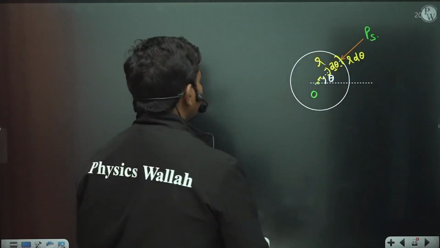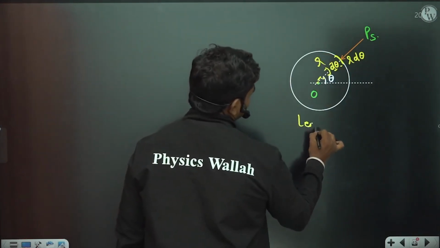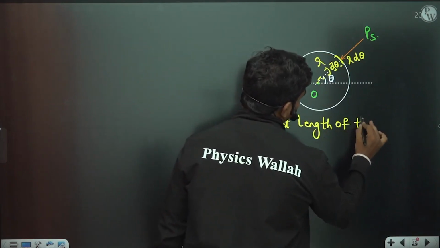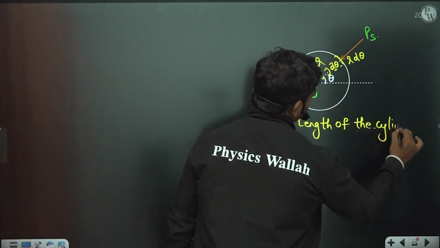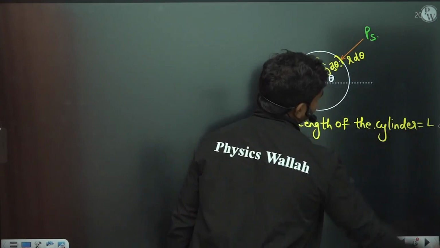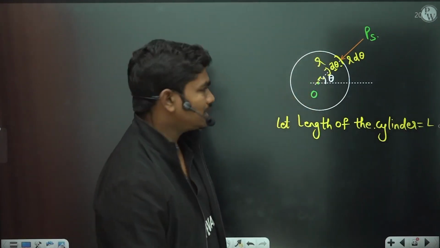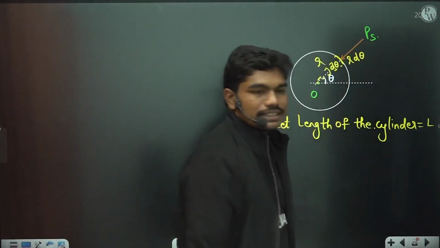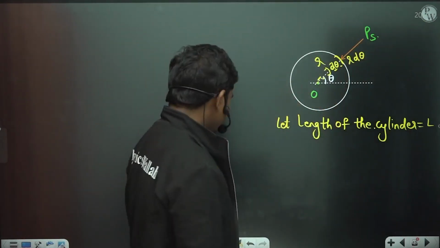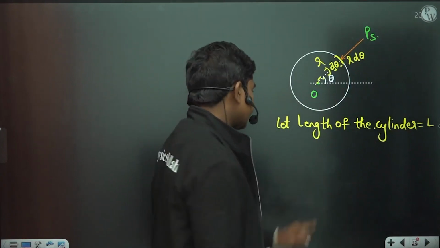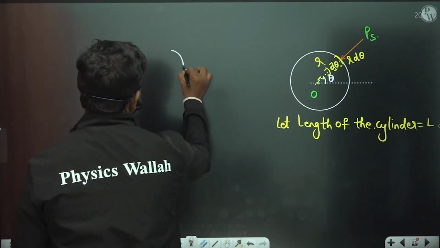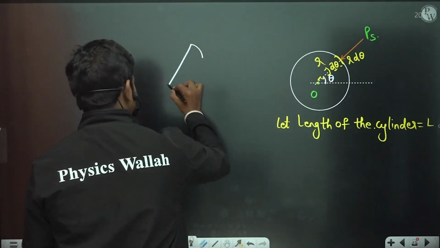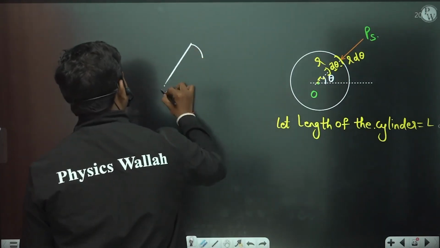Now, let the length of the cylinder be L, for example. Because of this small pressure force, if you try to calculate the drag force acting on that element, or the lift force acting on that element, you see some element like this.